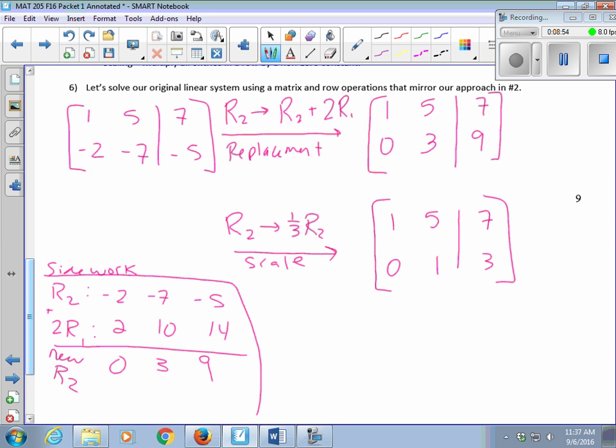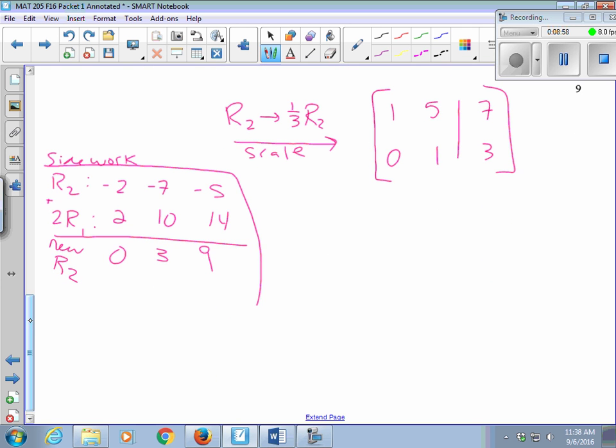And then you can quickly translate it back to equations and back substitute to solve. So this says 1x plus 5y equals 7. And this says 0x's plus 1y equals 3. So back substitute, x plus 5 times 3 equals 7, x equals -8.